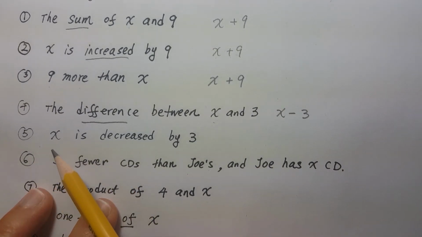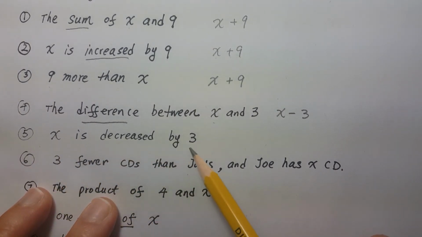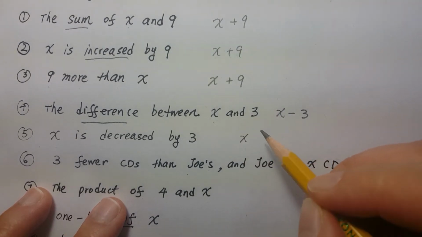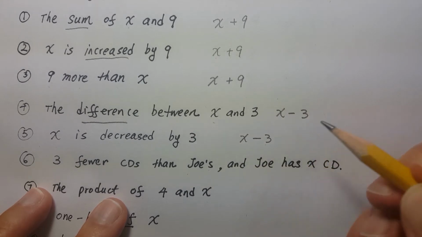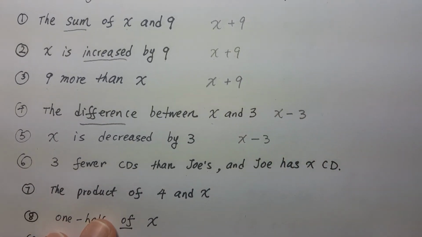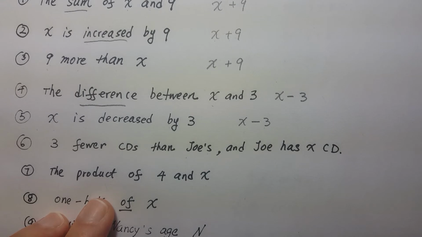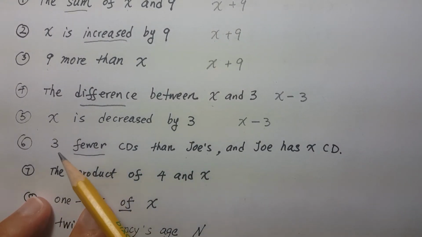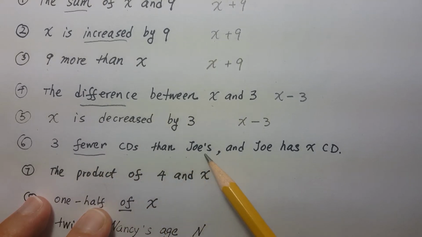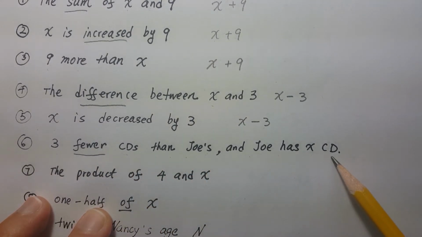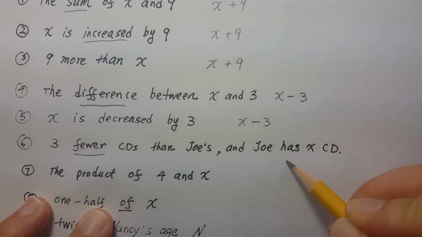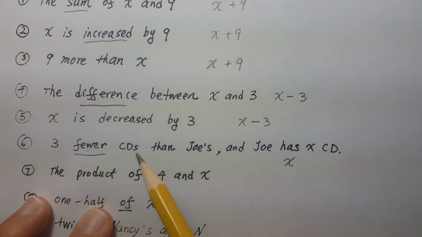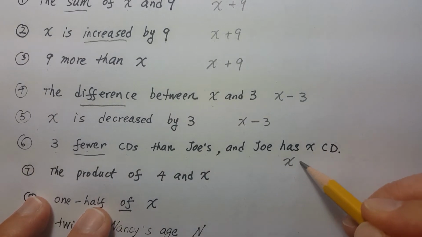Number 5. X is decreased by 3. So we have x. Decrease gets smaller. So subtract 3. Number 6. It's another one that indicates subtraction. So this one is a little bit special. 3 fewer CDs than Joe's, and Joe's had x CDs. So you begin with x. 3 fewer, so that means 3 less. So subtract 3.